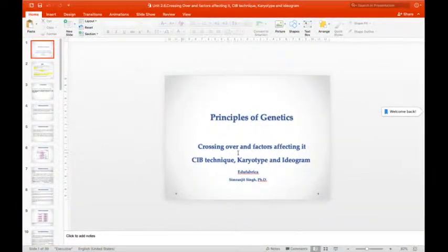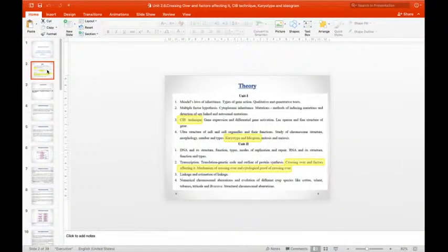So in this lecture, I will deal with CIB techniques, karyotypes, radiogram that we have left previously, crossing over factors, cytological proofing, and mechanism of crossing over. So all these topics will be covered after what we have done yesterday.